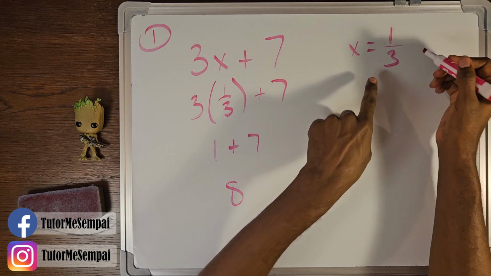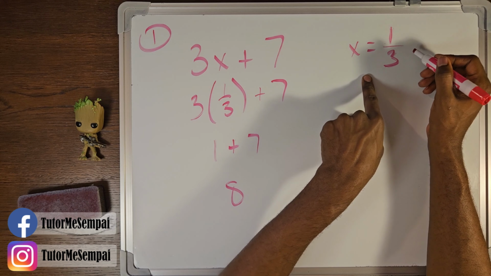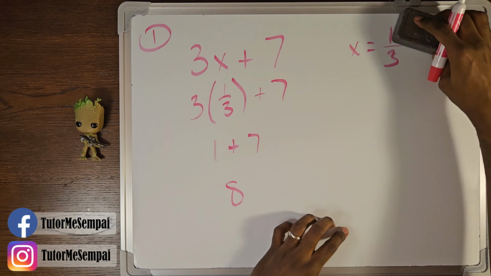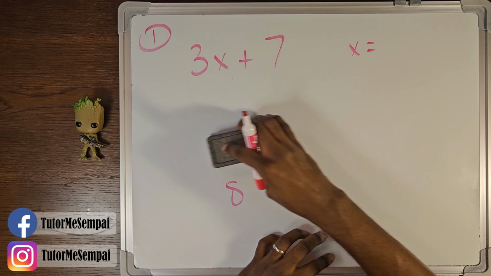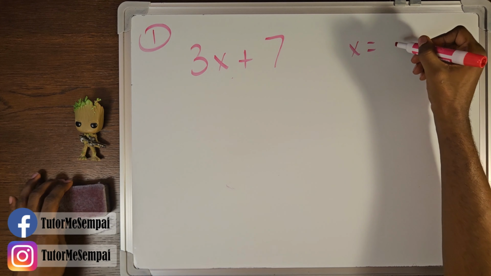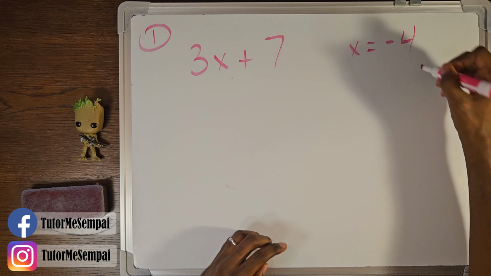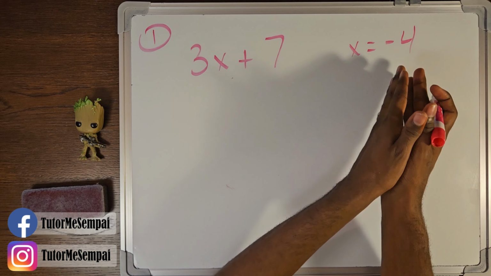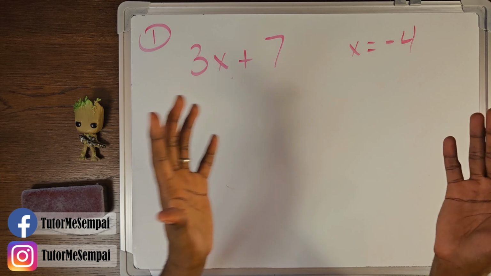That's because we evaluated at a different x value. What if it was a negative? Let's have, instead of 1/3 here, a negative number. So we have, let's say, a -4. We want to evaluate this at a -4. Well, we're going to do the same thing.